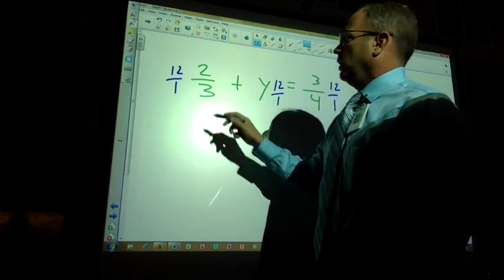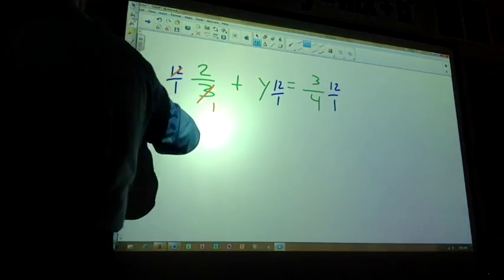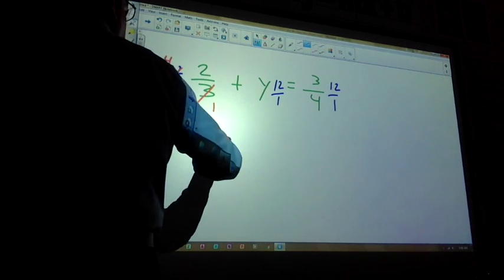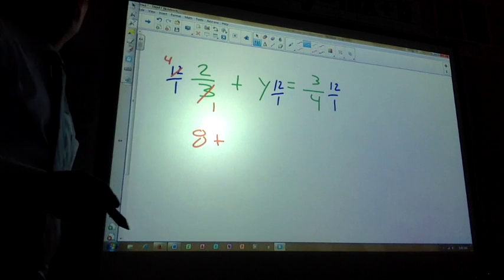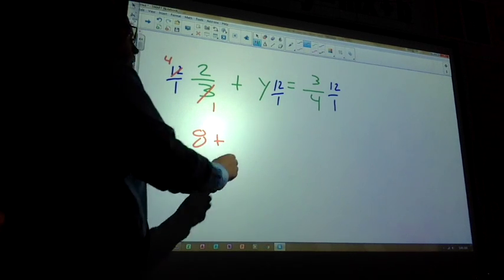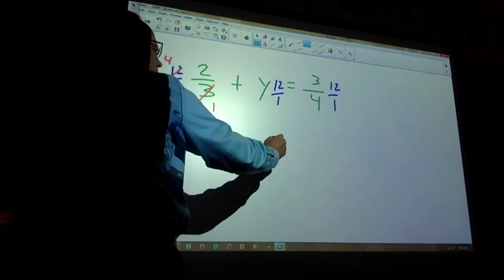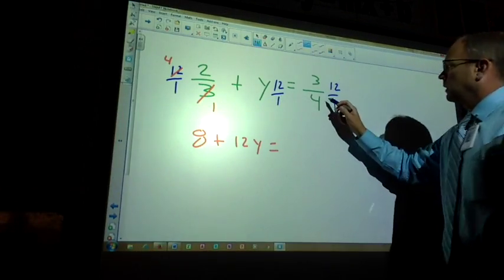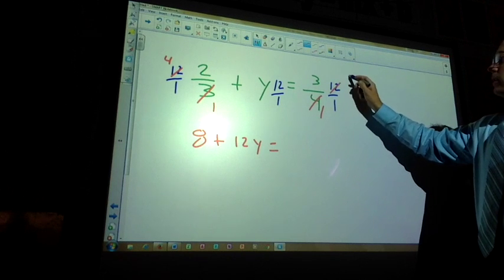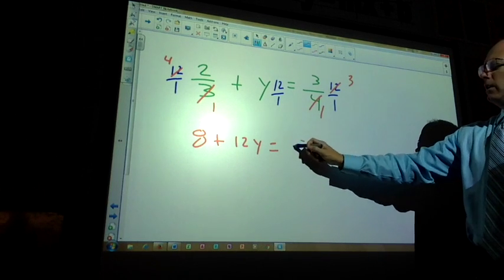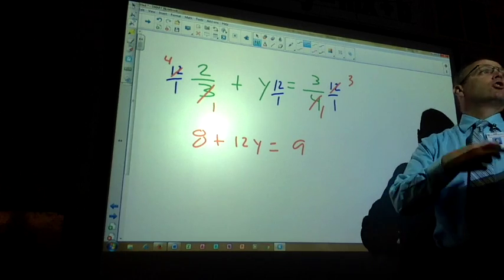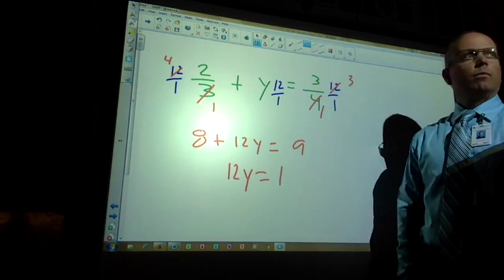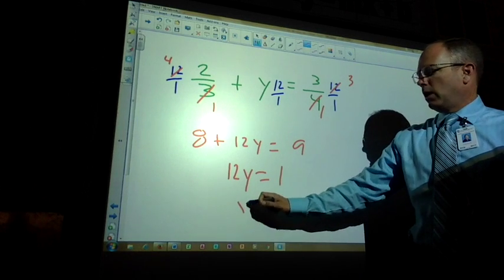And then I'm going to start reducing. 3 goes into 12 how many times? 4 times. So what do I have over here? 8, with no fraction. And 12 over 1 times y is the same thing as just 12y. Y'all okay with that? And then that goes in there how many times? 3. What do I get over here? 9. Can I solve that? Yeah. Subtract 8. Good. Divide by 12.